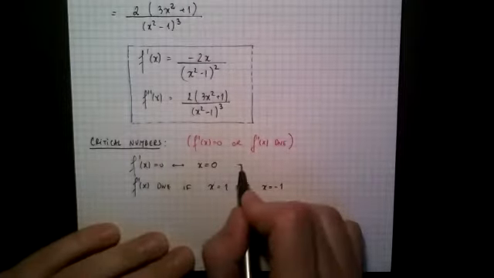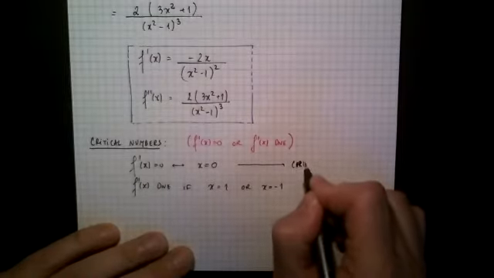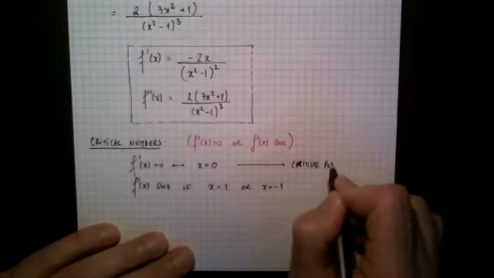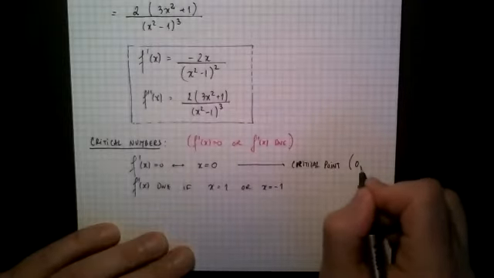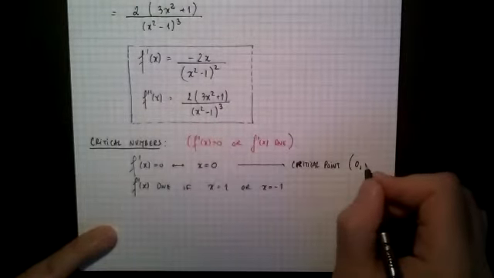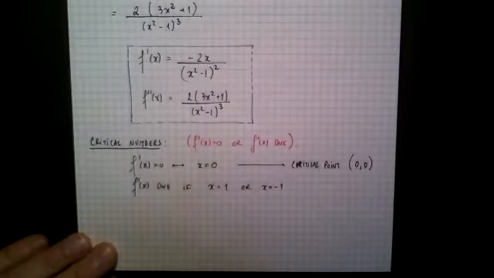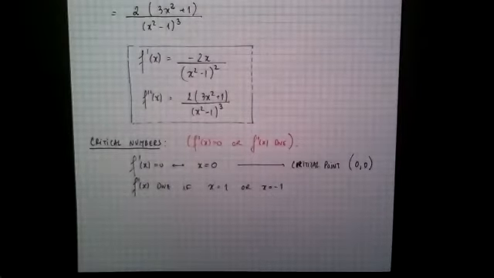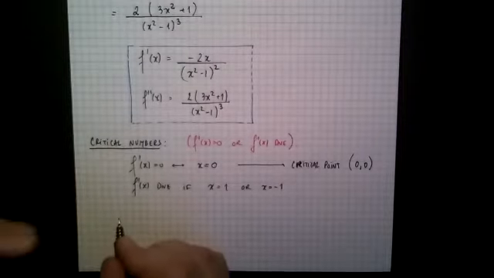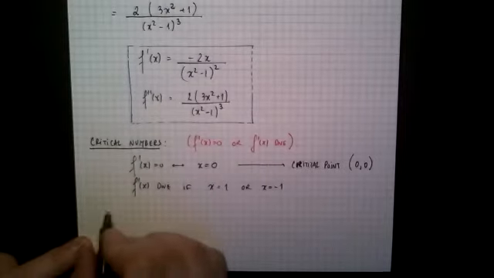Okay, so from here, I could find my critical point. Right here, I have a critical point, which is 0. And if I plug 0 into the function, I get 0. I have a critical point at (0, 0). And here, of course, there's no point because the function is not defined at 1 and -1. There's no point there. Question? Okay.